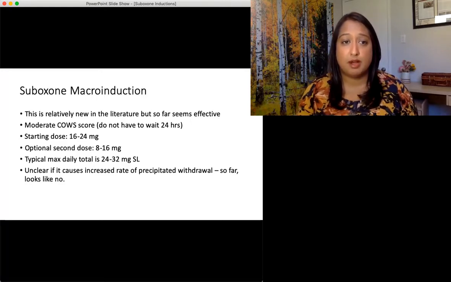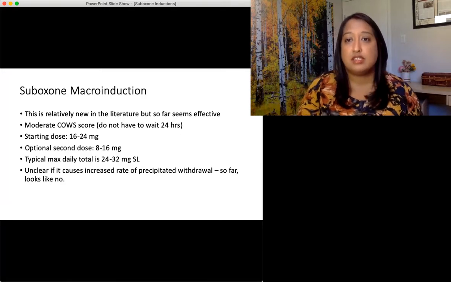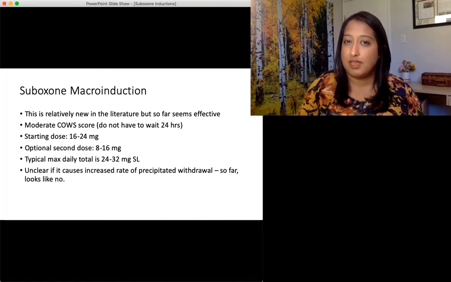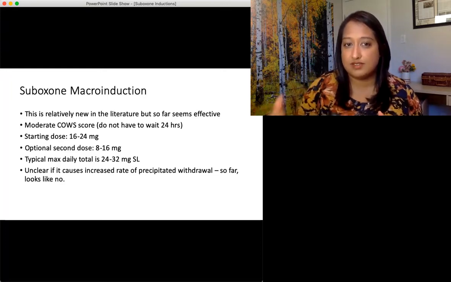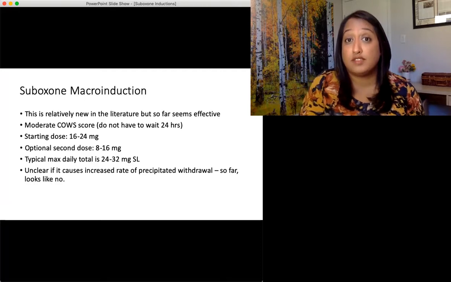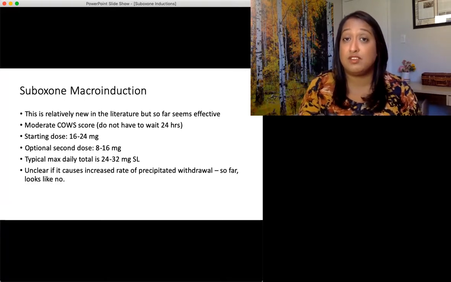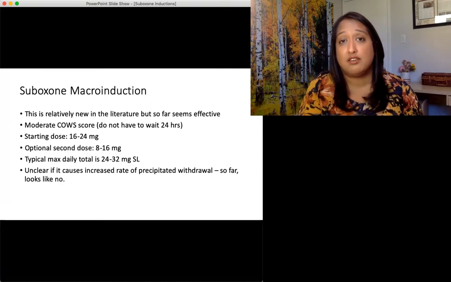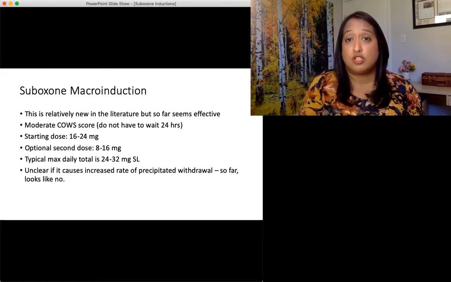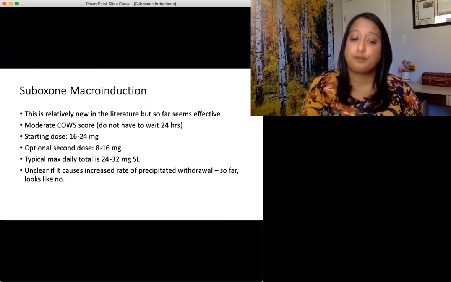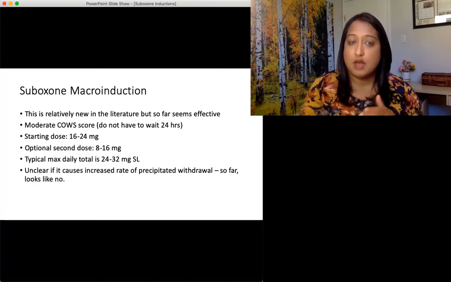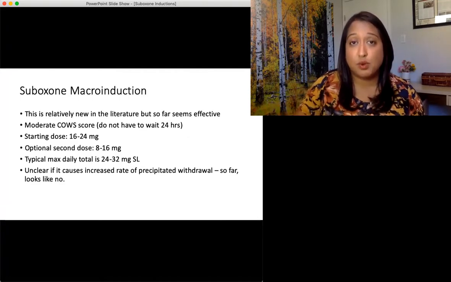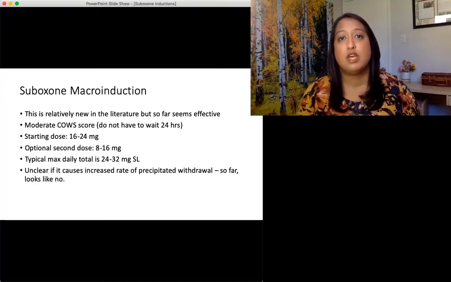The concept of a Suboxone macroinduction is that you don't have to wait that full 24 hours or 48 hours. You just wait until the patient's in mild to moderate withdrawal. So you don't have to wait even until it's very severe. Then you start with a lot of Suboxone. You start with 16 milligrams, or even 24 milligrams if they're really fentanyl tolerant. And the idea is that it kicks off the other opioids from the receptors, but while it does that, it then fills those receptors right away because we've flooded the system with Suboxone. So that's the idea behind it.